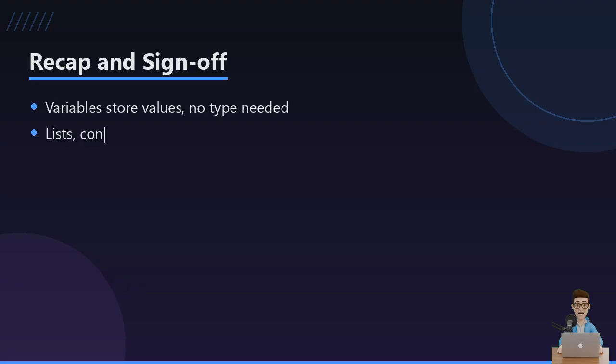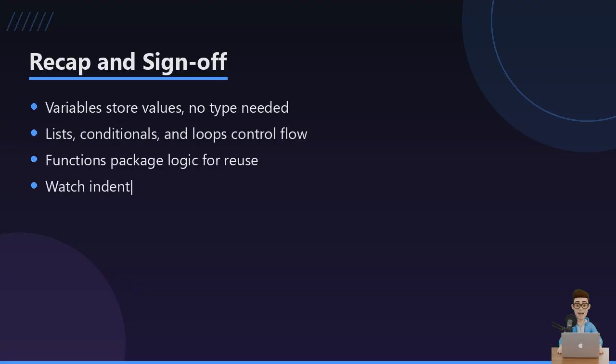Let's land this. Variables are labeled jars, lists are rows of those jars, conditionals let your code choose a path, loops repeat work, and functions package it all up for reuse. The 2 mistakes that catch almost every beginner are sloppy indentation and mixing text with numbers, so keep an eye on those. You now have the real basics of Python, enough to write a small useful program today.